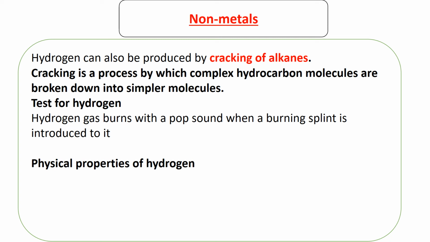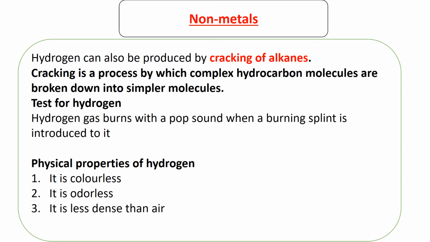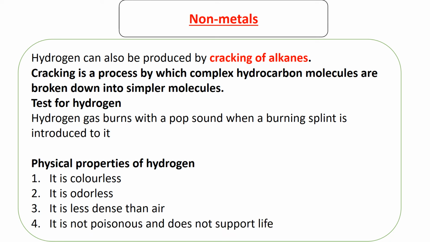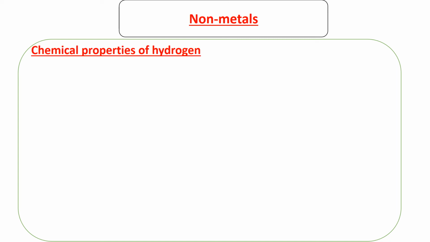So what are some of the physical properties of hydrogen? First, it has no color. You can't see hydrogen. Second, it has no smell. It is odorless. Third, it is less dense than air, like I mentioned before. Fourth, it is not poisonous and does not support life. By supporting life, I mean you can't breathe hydrogen.